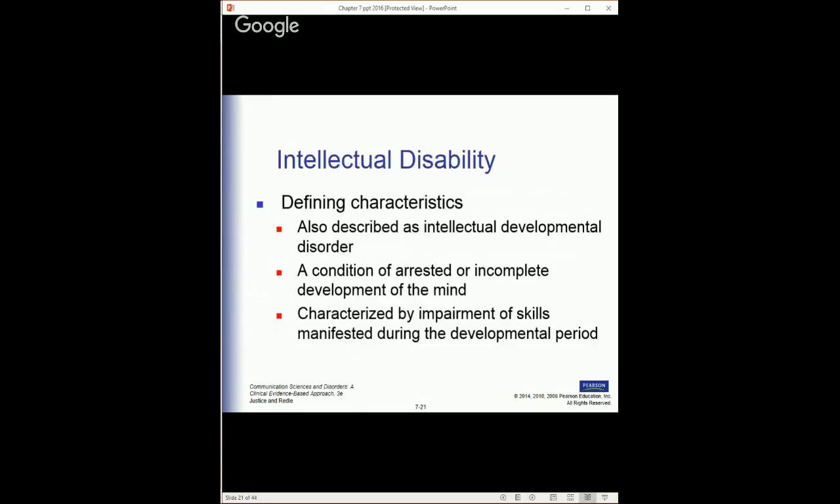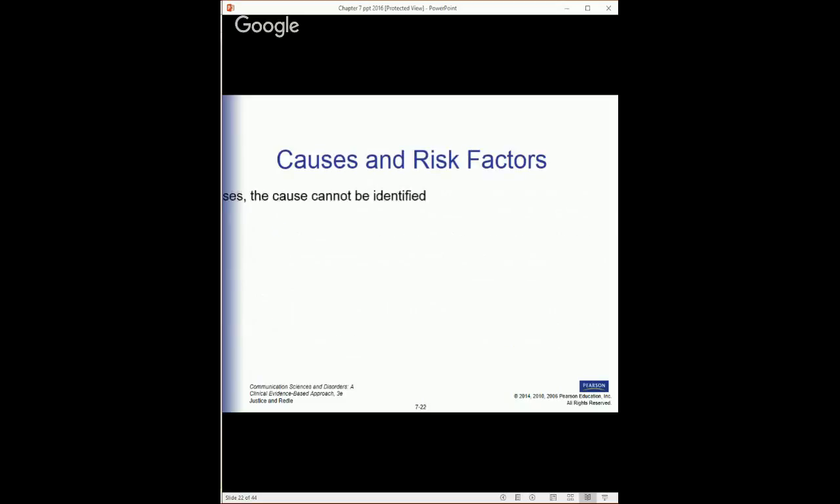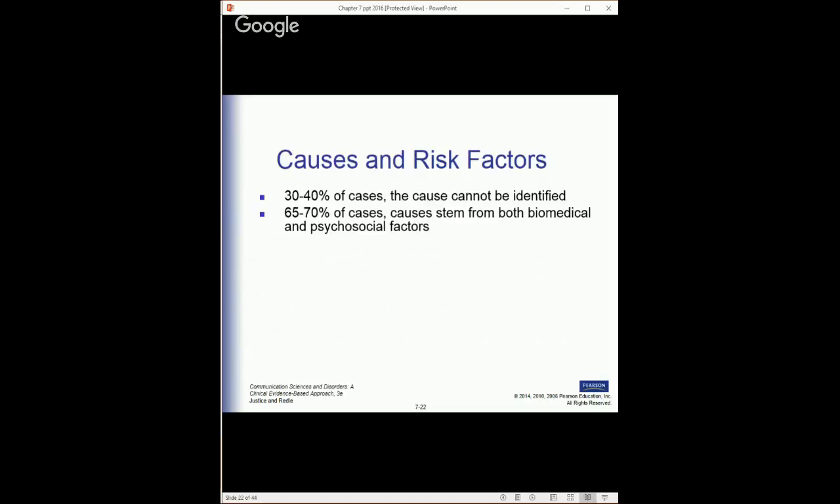Intellectual disability, the defining characteristics, also described as intellectual developmental disorder. It's a condition of arrested or incomplete development of the mind. It's characterized by impairment of skills manifested during the developmental period. Causes and risk factors. In 30 to 40% of the cases, the cause cannot be identified. In 65 to 70% of the cases, the causes stem from both biomedical and psychosocial factors. 30% of cases can be attributed to prenatal damage.